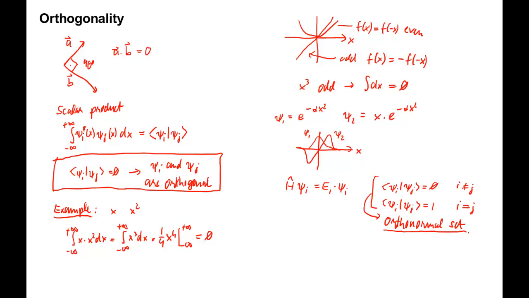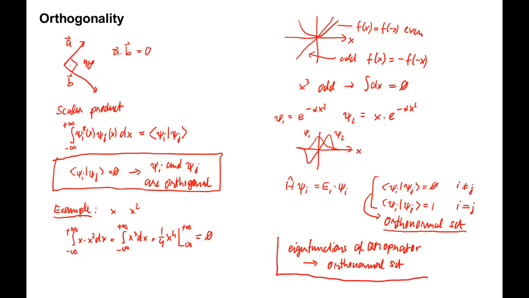In summary, the key point is that the eigenfunctions of a quantum mechanical operator form an orthonormal set. This applies not only to the Hamiltonian operator, but to any other quantum mechanical operator we are dealing with, like the momentum operator, the position operator, the kinetic energy operator, and so on. This is a very important property and worth remembering.